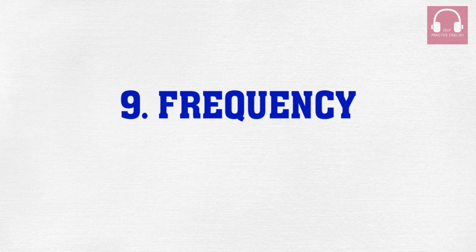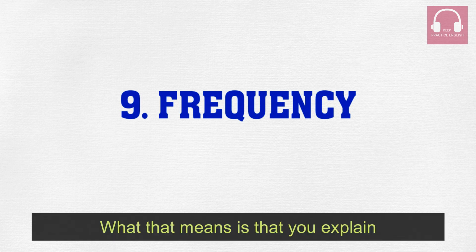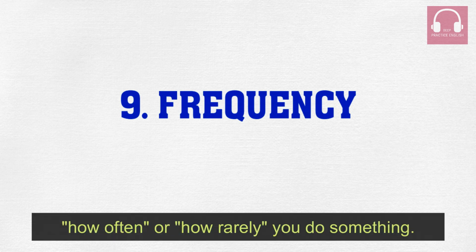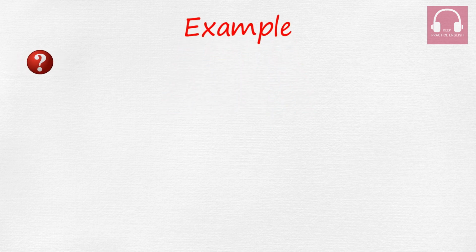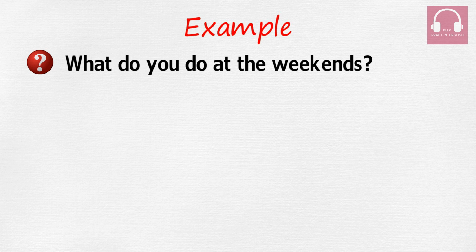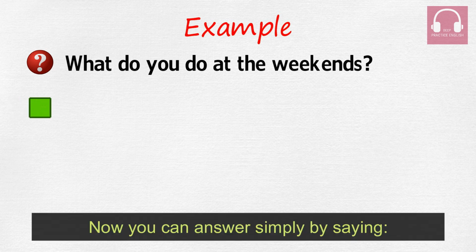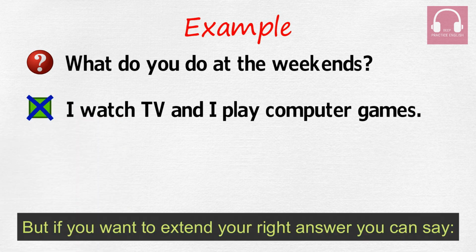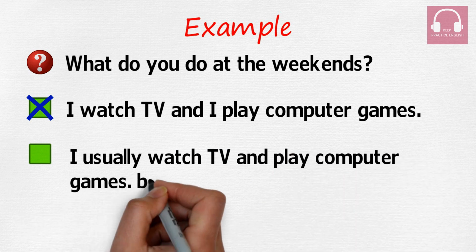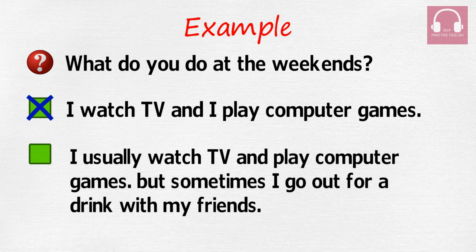Okay, the last trick would be frequency. What that means is that you explain how often, or how rarely you do something. You can use words like usually, never, always, and more often than not. Let's see an example for this. Question. What do you do at the weekends? Now you can answer simply by saying, I watch TV and I play computer games. But if you want to extend your answer, you can say, I usually watch TV and play computer games. But sometimes, I go out for a drink with my friends.